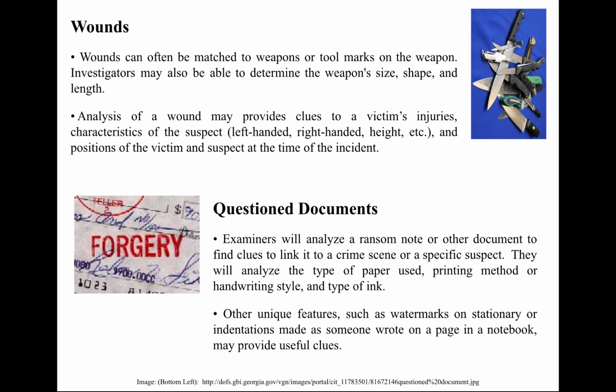Questioned documents will be any document that can provide clues or links to a crime or a specific suspect. You can do that with the type of paper used, the printing method, handwriting style or type of ink, and then other unique features such as a watermark, a particular type of stationery, and when you write on paper, you'll leave indentations. All this can provide useful clues for investigators.